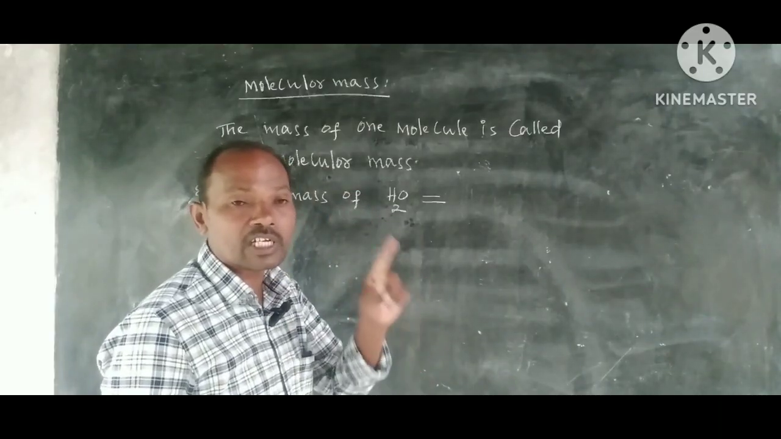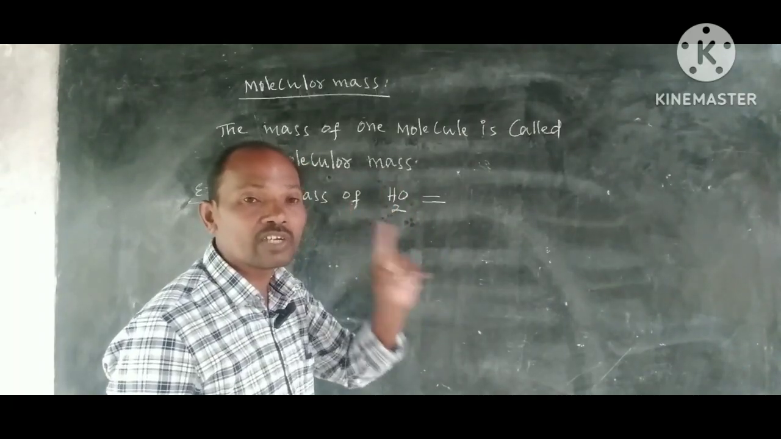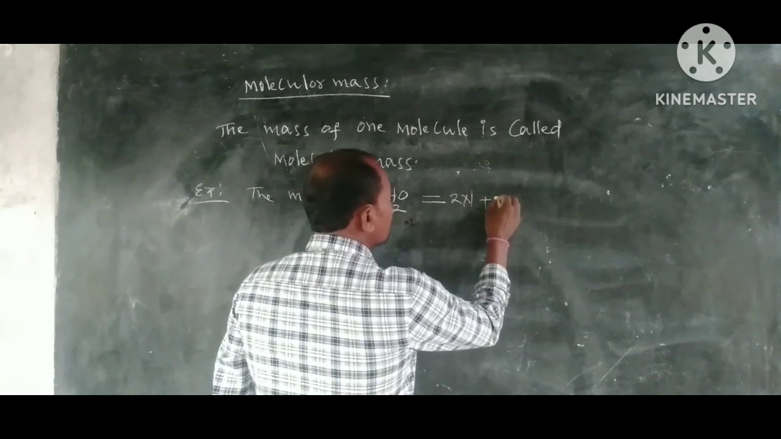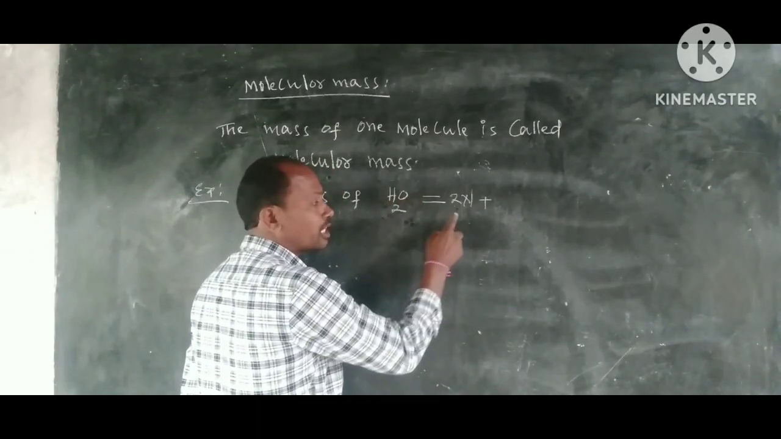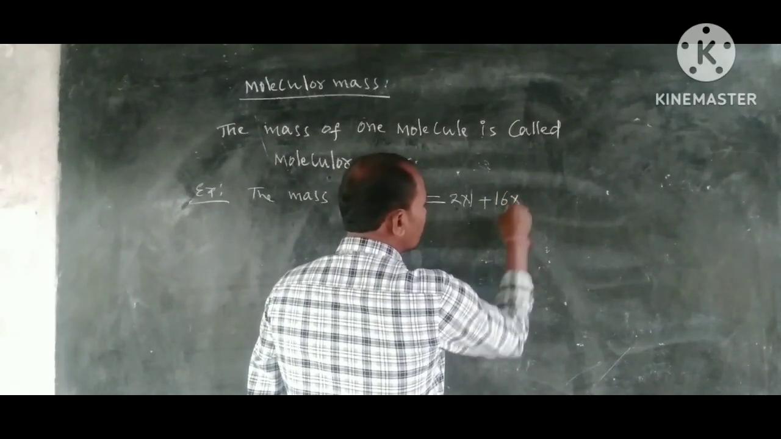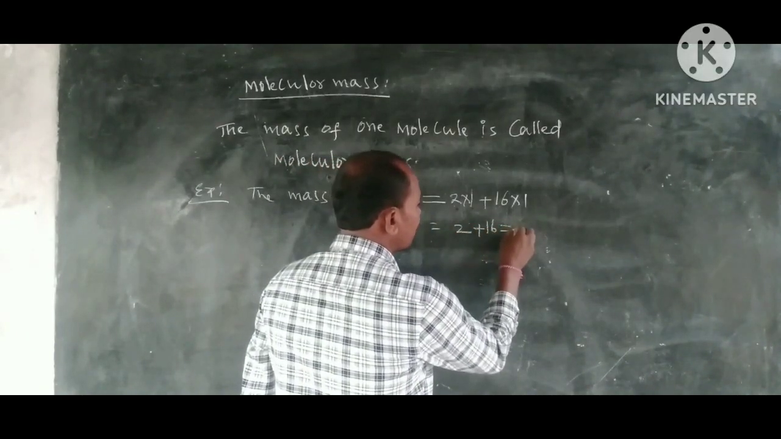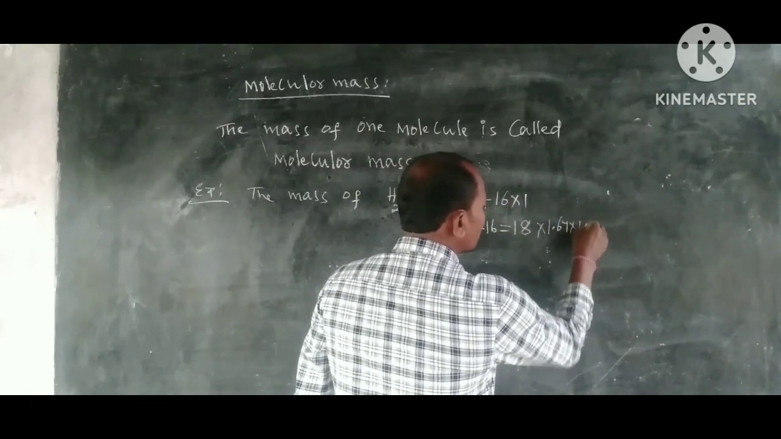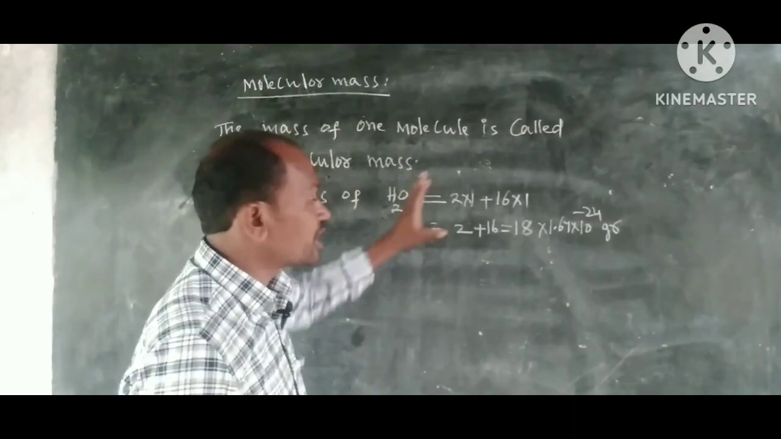The atomic mass of one hydrogen is 1, and there are 2 of them. Similarly, the atomic mass of oxygen is 16, and there is only 1. So that is equal to 2 into 1 plus 16 into 1. Total 2 plus 16, that is equal to 18, into 1.67 into 10⁻²⁴ grams. So that is the molecular mass of H2O.